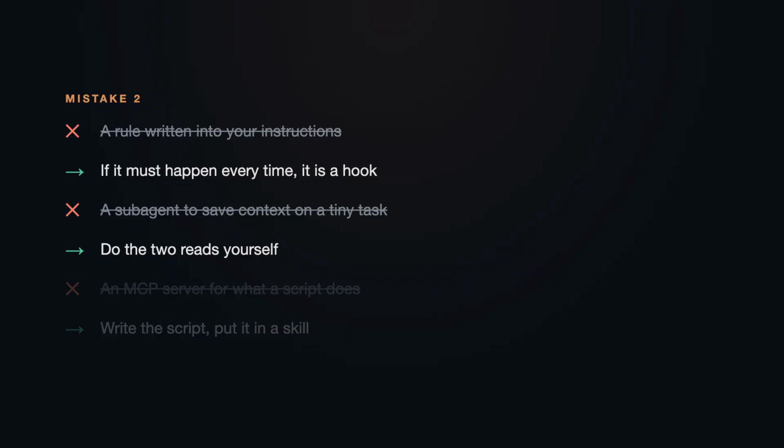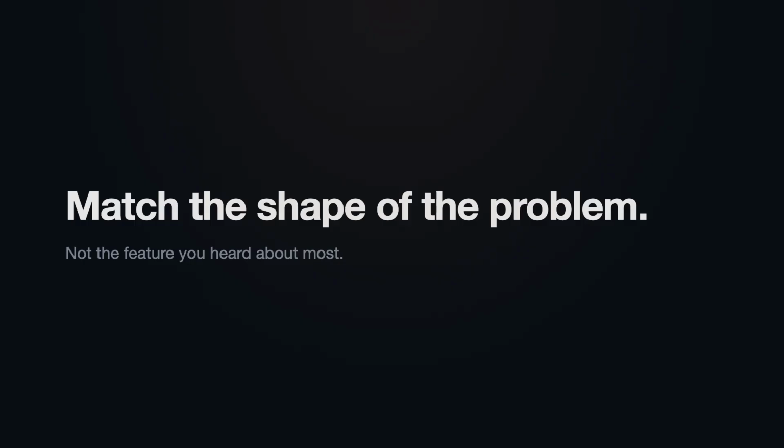Second, spawning a subagent to save context for a task that produces almost no output. The agent starts cold and rereads what you already had loaded. You spent more context than you saved. Third, connecting an MCP server for something a shell command already does. Every server you attach pays rent in your context window on every single turn. If a script solves it, write the script and put it in a skill. The pattern is the same in all 3.